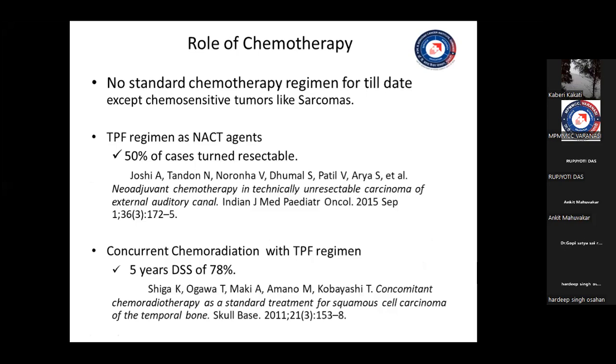There are no standard chemotherapy regimens to date, except for chemosensitive tumors like sarcomas. There is some literature where they have used the TPF regimen as an NACT, where they found 50% of cases turning resectable, but these are very short case series. Concurrent chemoradiation with TPF regimen has also shown quite impressive 5-year survival in some literature. However, if resectable, surgery is always the best choice.